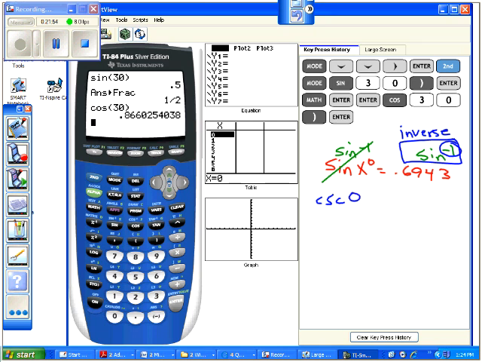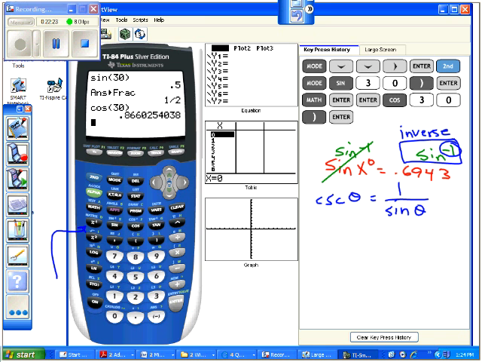So to get cosecant, there's a couple of choices. You could say 1 over sine theta. That would work, right? 1 divided by sine theta. That gives me the reciprocal. Or there is a reciprocal button. The reciprocal button on the calculator is, that's it right there, right? The x to the -1 button, is that the right button? That's the reciprocal button.